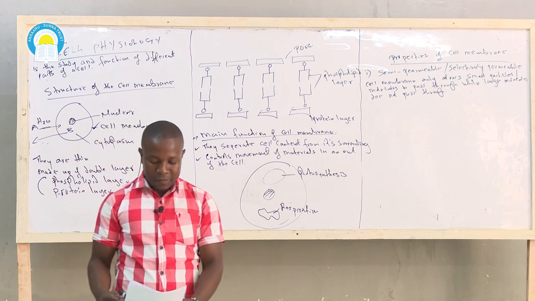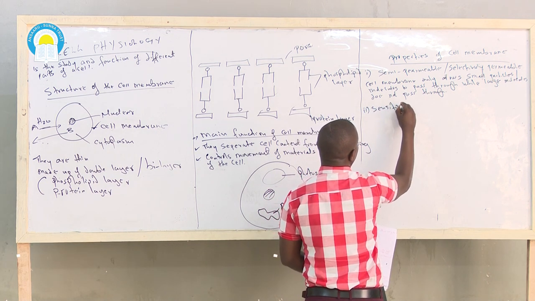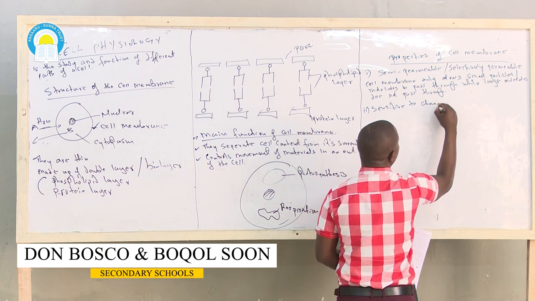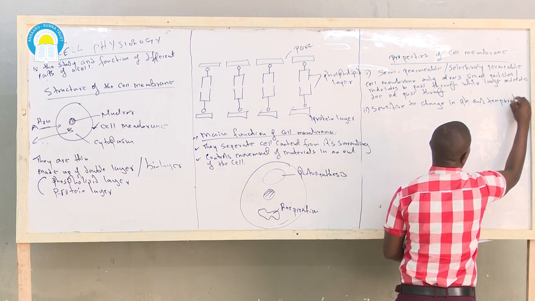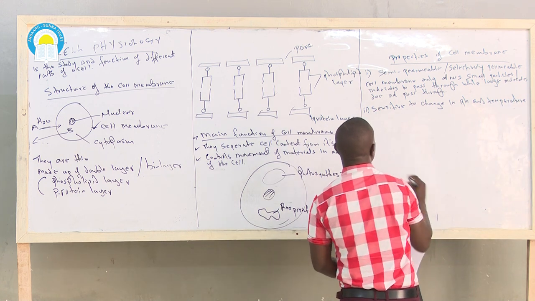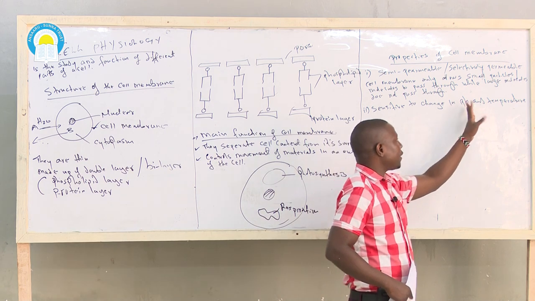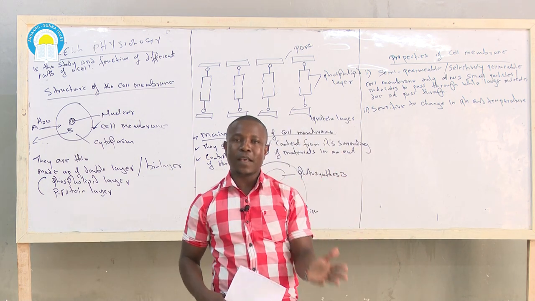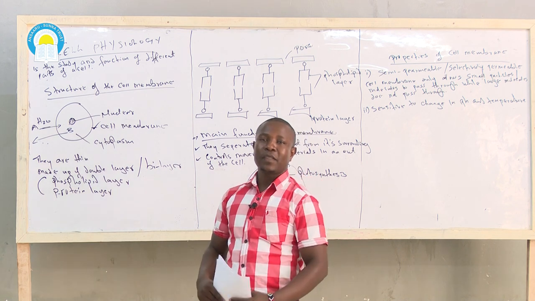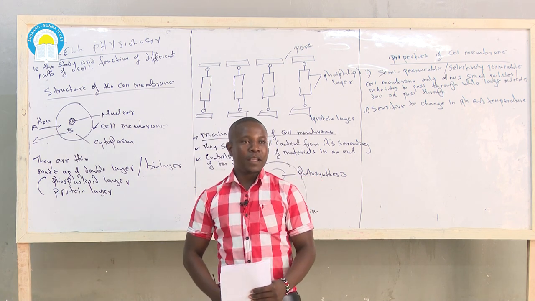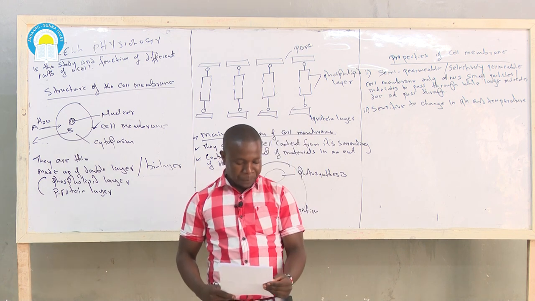Number two, it is sensitive to change in pH and temperature. When you talk about pH, it's either a substance is acidic or alkaline, that is, acid or base. That's the meaning of the word pH. And temperature is either too low or too high. The instrument used to measure temperature is called a thermometer, and you have different types of thermometers.